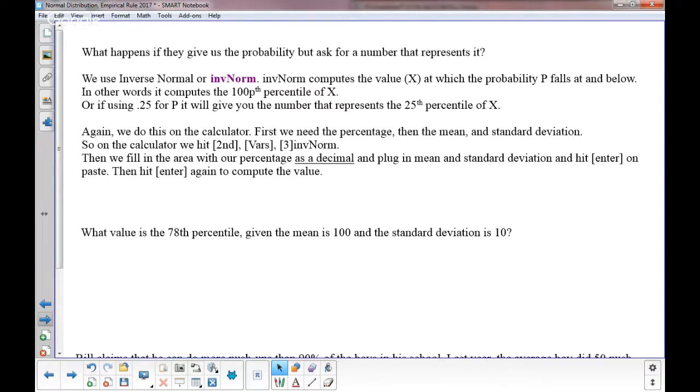So again, I give you the calculator keys right here. We're going to do second VARS, and then what you'll notice is number 3 on that list says inverse norm. We're going to be using numbers 2 and 3, depending on what the problem is. We fill in the area as a percentage in decimal form. That's the key right there. It has to be in decimal form. If you put it in as a percentage, like 38%, it's going to give you an error because you can't take in an area or a probability greater than 1. So convert it to decimal form, 0.38, and it'll work.